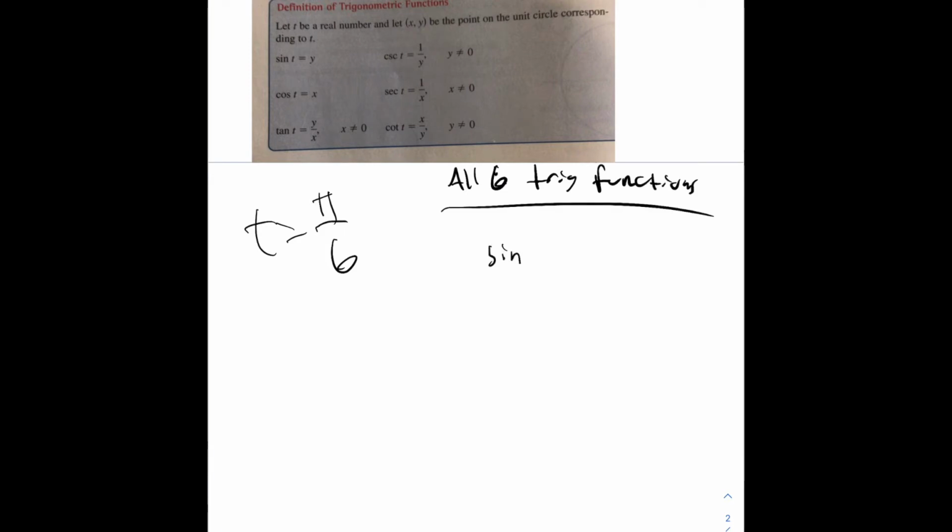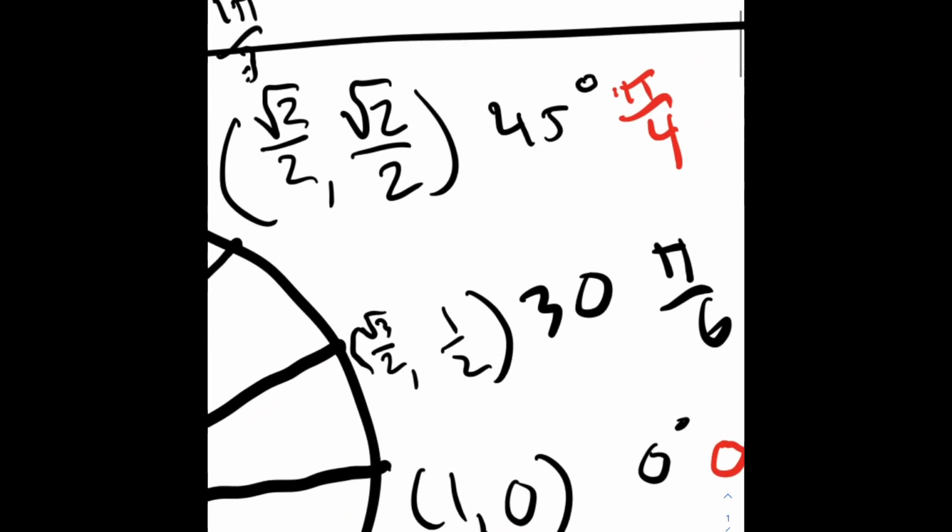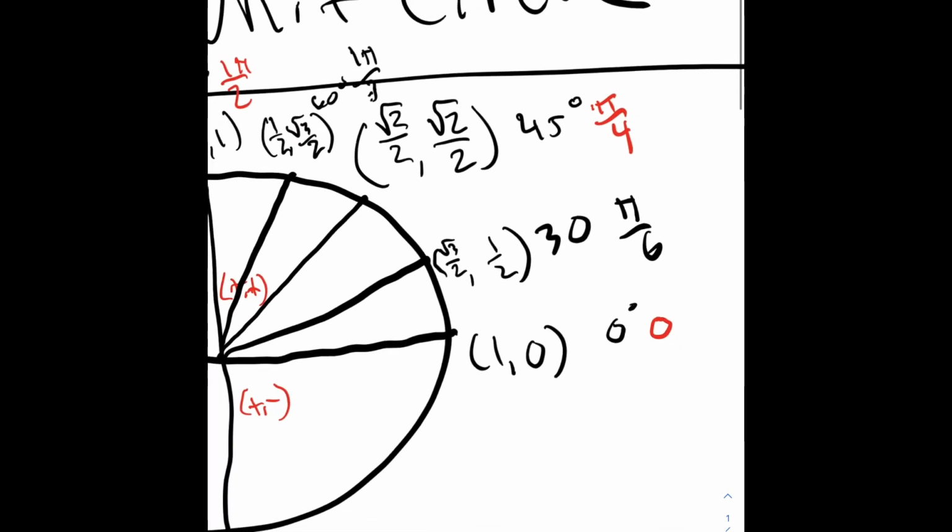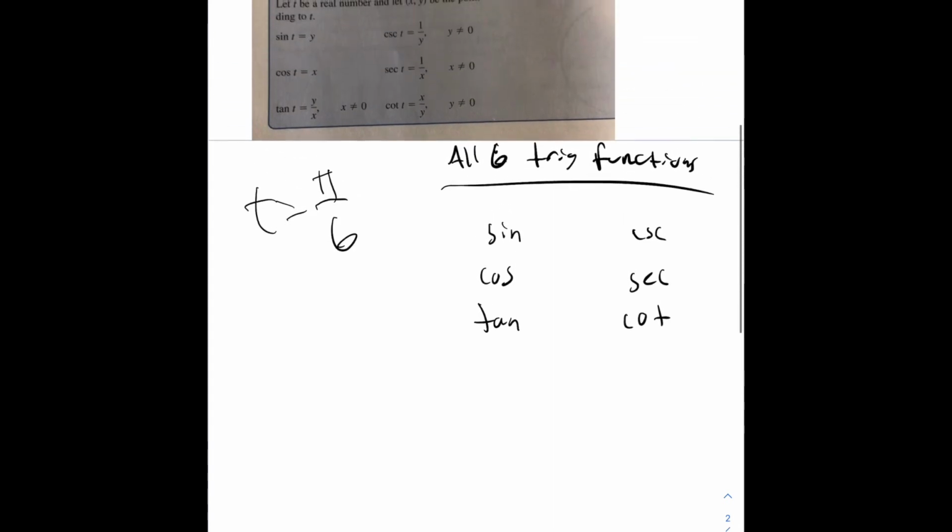So let's do an example. Let's say we want to find all 6 trig functions for t equals pi over 6. So I'm just going to list them: sine, cosine, tangent, cosecant, secant, cotangent. Now, pi over 6, I actually have that one drawn up. So I can see, for pi over 6, my x is square root of 3 over 2. My y is 1/2.